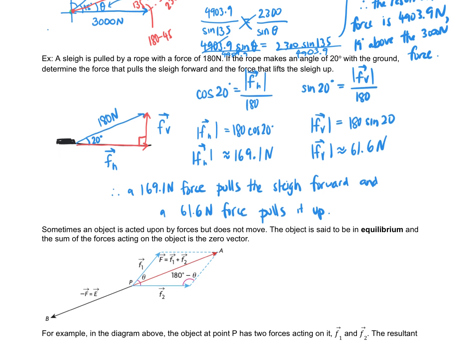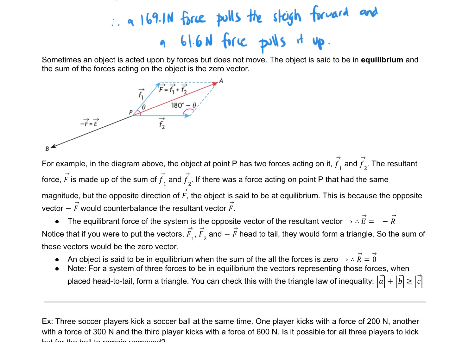Let's look at equilibrium now. Sometimes you can have multiple forces acting on an object, but the object does not move. And when that happens, we say the object is in equilibrium. And the sum of all of the forces acting on an object is the zero vector. So let's look at this little example.